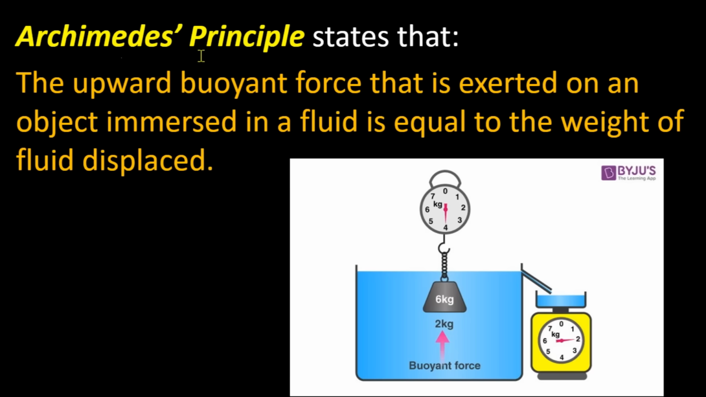Archimedes' principle states that the upward buoyant force that is exerted on an object immersed in a fluid is equal to the weight of the fluid displaced. Here we can see a 6 kilogram weight being totally immersed in water with a 2 kilogram buoyant force. That will give a net force of 4 kilograms, which will be the difference between 6 and 2. It means that this buoyant force here is going to displace 2 kilograms of water using this displacement can, as you can see here.